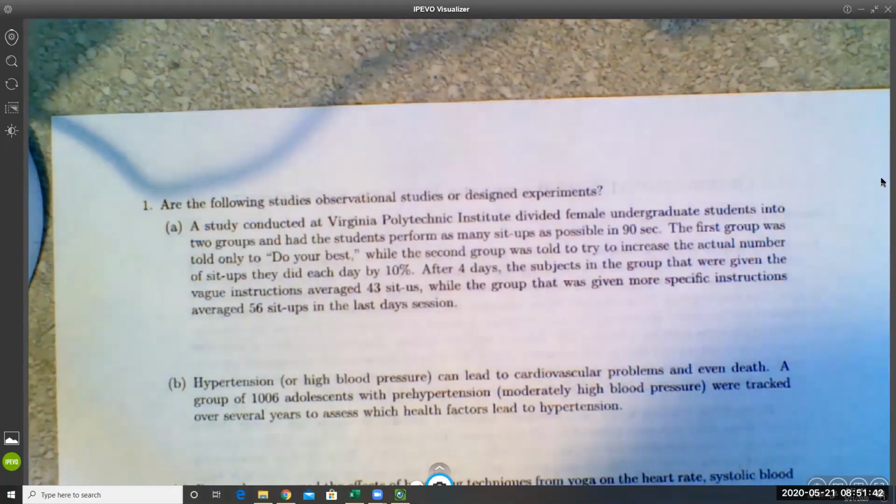Part A here says, a study conducted at Virginia Polytechnic Institute divided female undergraduate students into 2 groups and had the students perform as many sit-ups as possible in 90 seconds. The first group was told only to do your best, while the second group was told to try to increase the actual number of sit-ups they did each day by 10%. After 4 days, the subjects in the group that were given the vague instructions averaged 43 sit-ups, while the group that was given more specific instructions averaged 56 sit-ups in the last day's session.